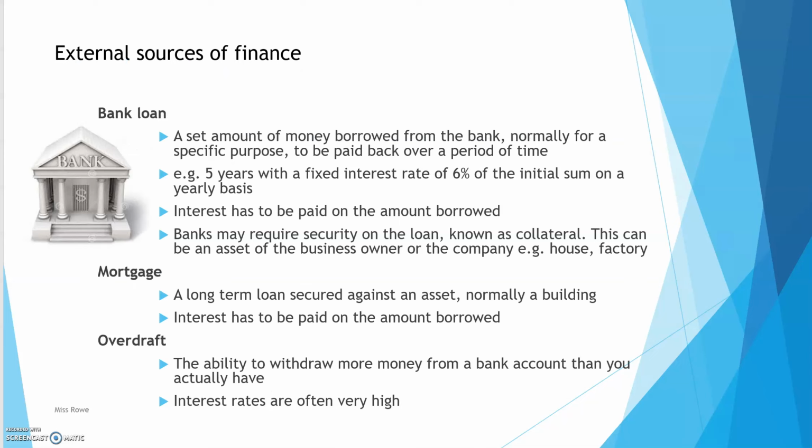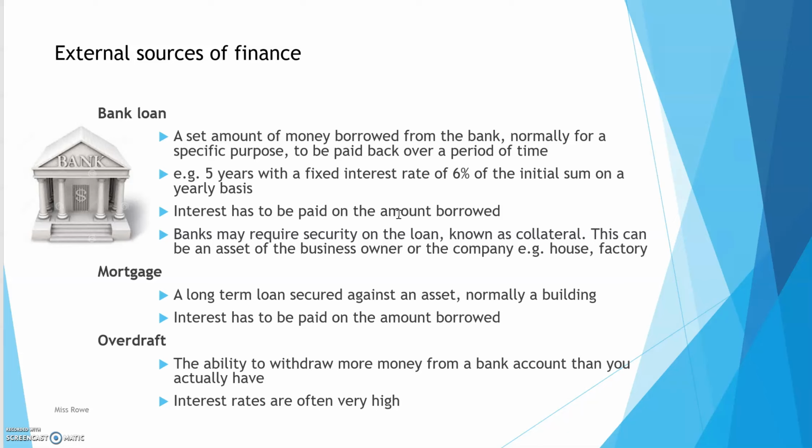This again, external source of finance. Bank loans, mortgages, overdrafts, which we did go through in the lesson. So bank loans, set amount of money borrowed from the bank, normally for a specific purpose. We did go over a little bit of interest rates as well. Say you borrow 10,000 from the bank, by checking the interest rate, you might actually be paying back 13,000. It just depends what the interest rate is, because it has to be paid on top of that amount that's been borrowed.